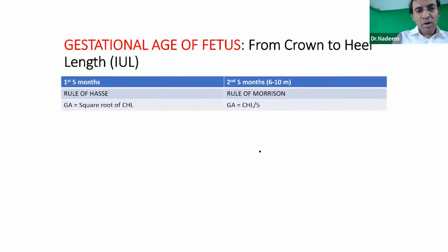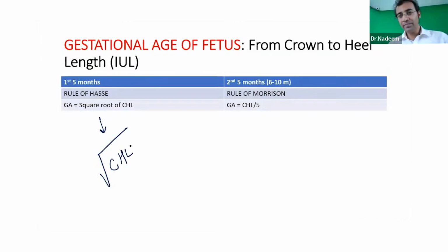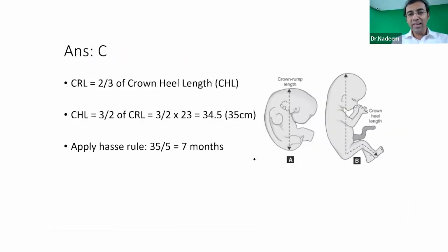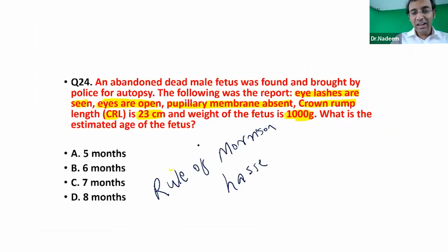See here, rule of Hasse means what? Like a square root of crown heel length. Rule of Morrison, you are going to divide crown to heel length by 5. Okay, but in this question they have not given heel length. In this question they have given crown rump length.